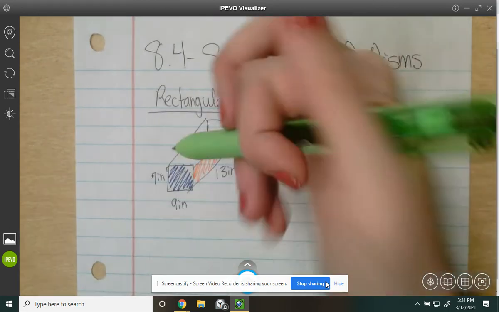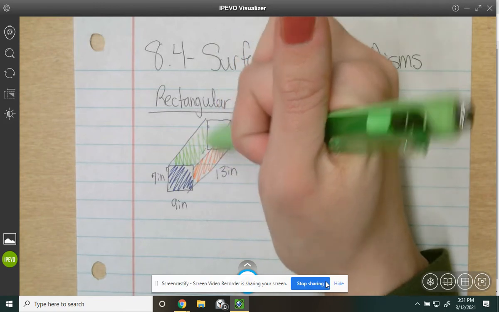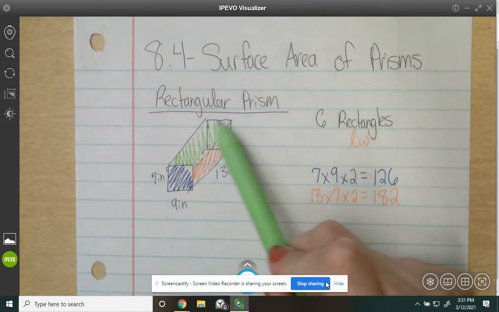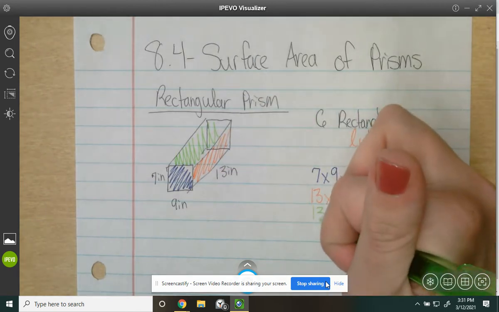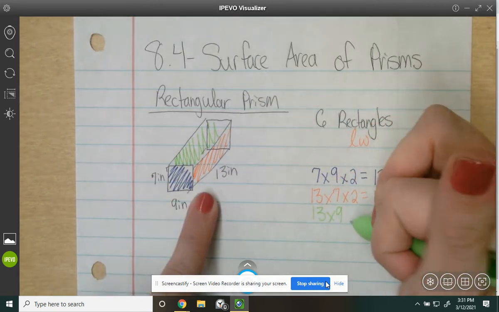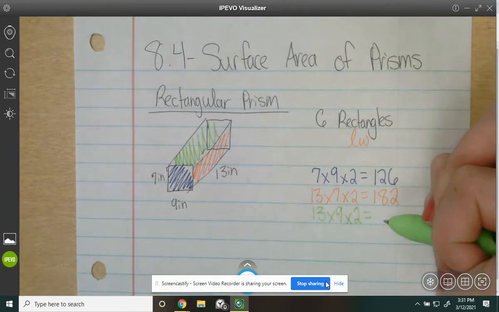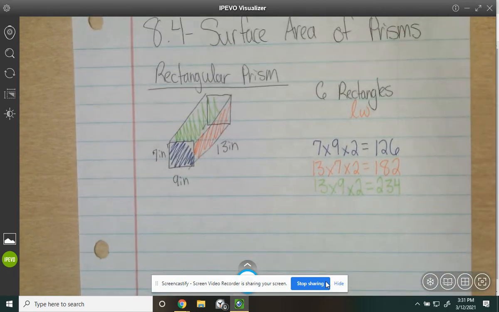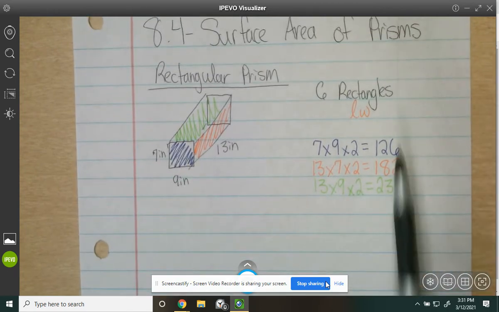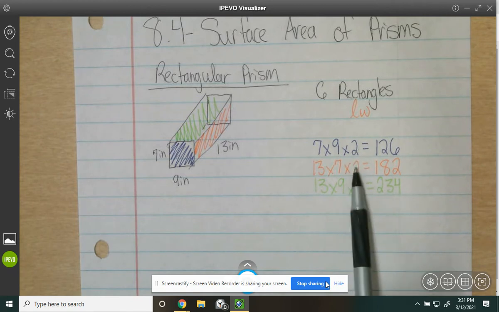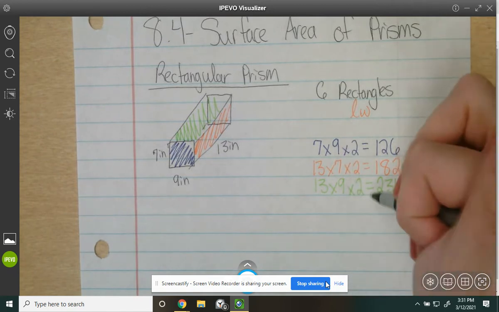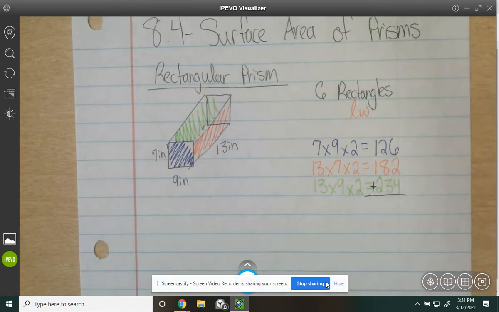And then the last one I see is this top one, and that is a 13 by 9. There's a bottom one as well, so 2 of those. Okay, so I have all of my areas. I have 6 rectangles because 1, 2, 3, 4, 5, 6 rectangles represented here. And I'm going to add up all of them now to find my area.